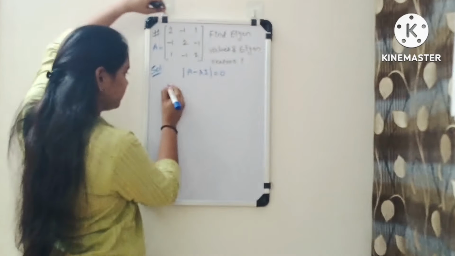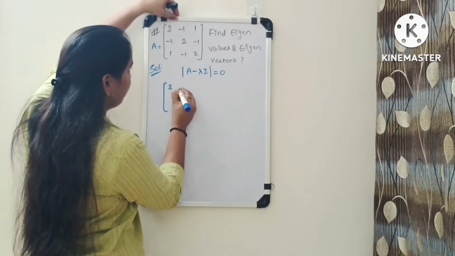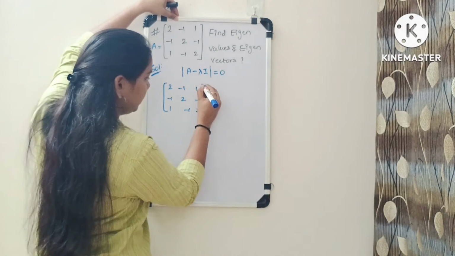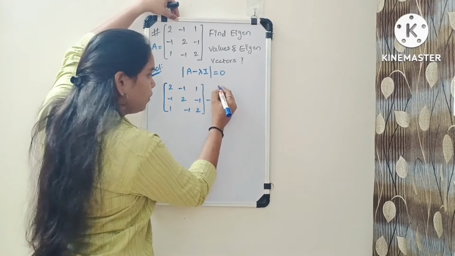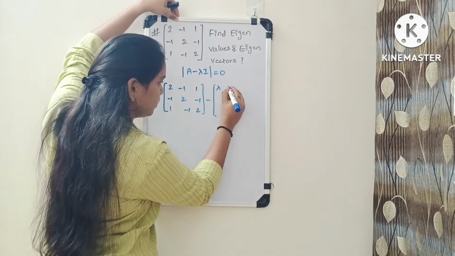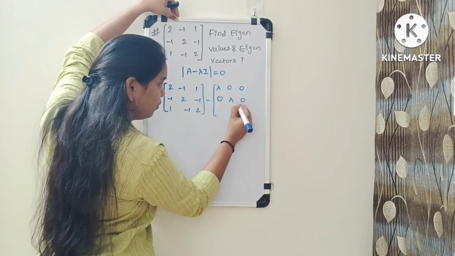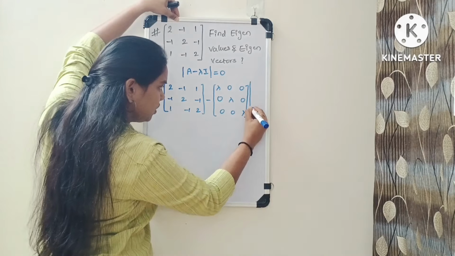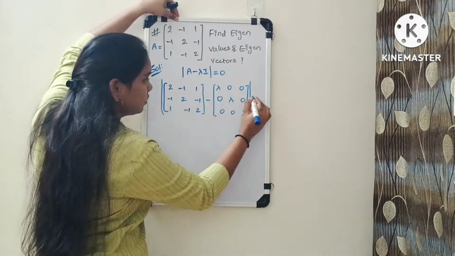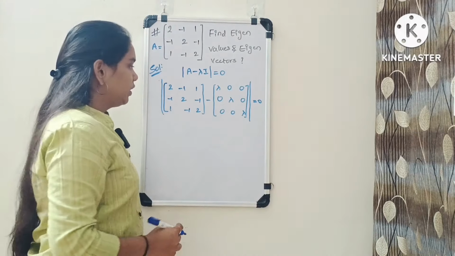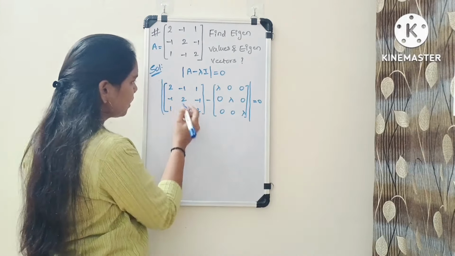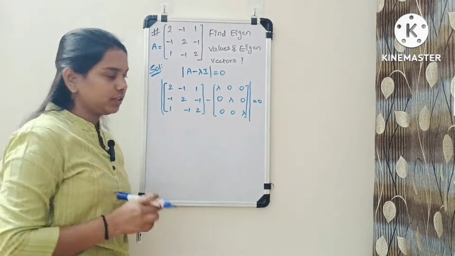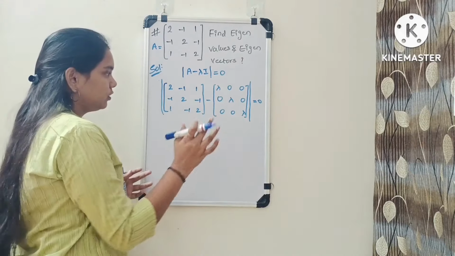Here the A matrix is given: 2 -1 1, -1 2 -1, 1 -1 2. This is the A matrix minus lambda into I, which is nothing but lambda into the identity matrix: lambda 0 0, 0 lambda 0, 0 0 lambda. We take the modulus of this, which is equal to 0. If we expand this, whenever we multiply with the identity matrix, only the diagonal elements are affected.